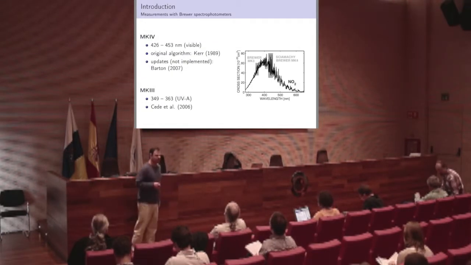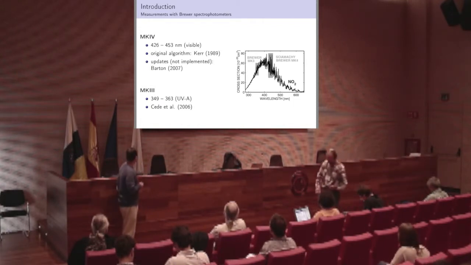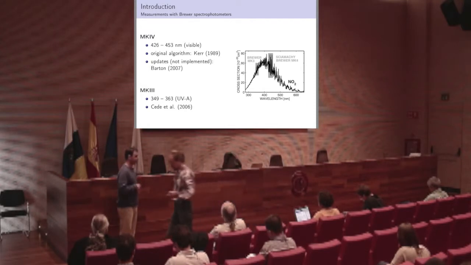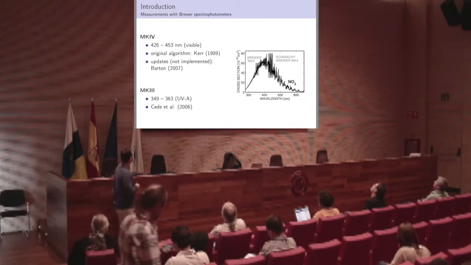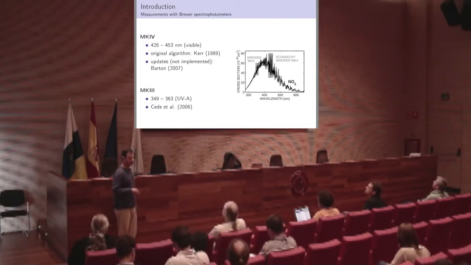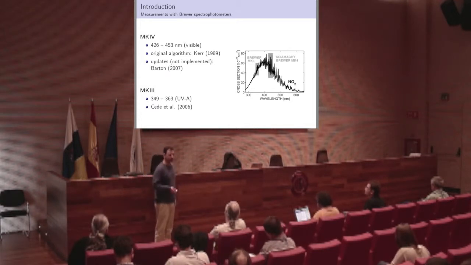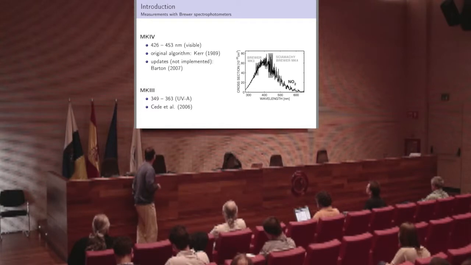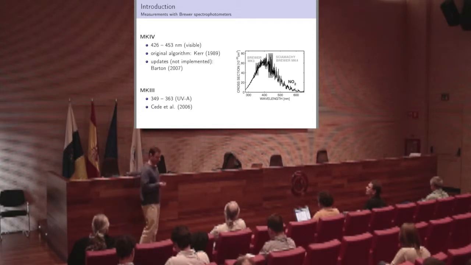Okay, so you already know that Mark IV and Mark III Brewers are able to measure nitrogen dioxide in the atmosphere. The Mark IV Brewer was developed exactly to this aim, being able to measure in the visible range. The original algorithm was developed in the late 80s by Kerr, and it is the one employed in the current Brewer operating software. Some updates were done by David Barton in Environment Canada, and they are not implemented in the current software. So the software still works with the old algorithm.